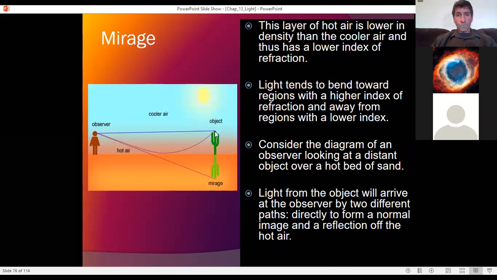But again, what happens here is the cooler, denser air above the ground slows down the light more than the hot air, which is closer to the surface. So light always bends toward the higher index of refraction. When we look at an image, we are getting a direct image from the object, but we're also getting a refracted image that makes it look like the object is reflecting off of a shiny surface. It's not, okay? There's no water there to reflect the surface.